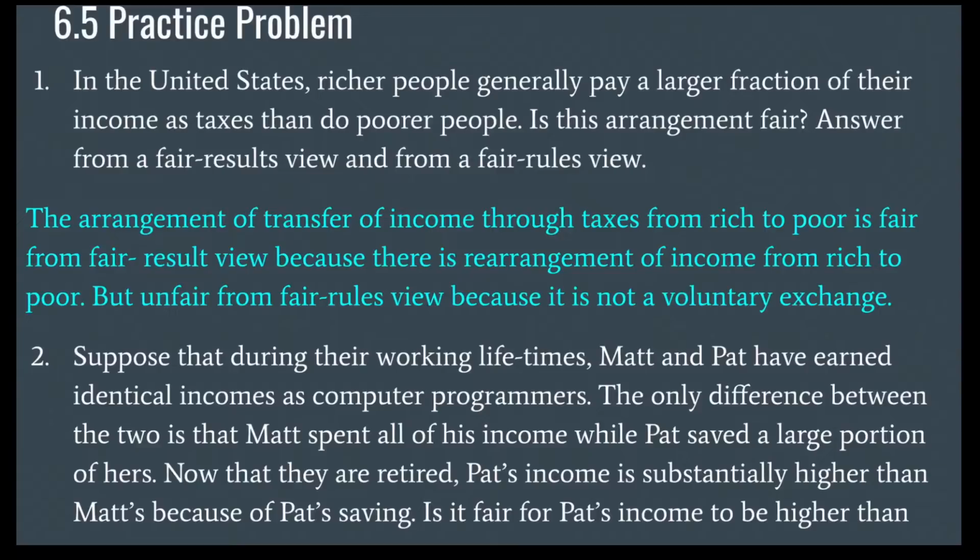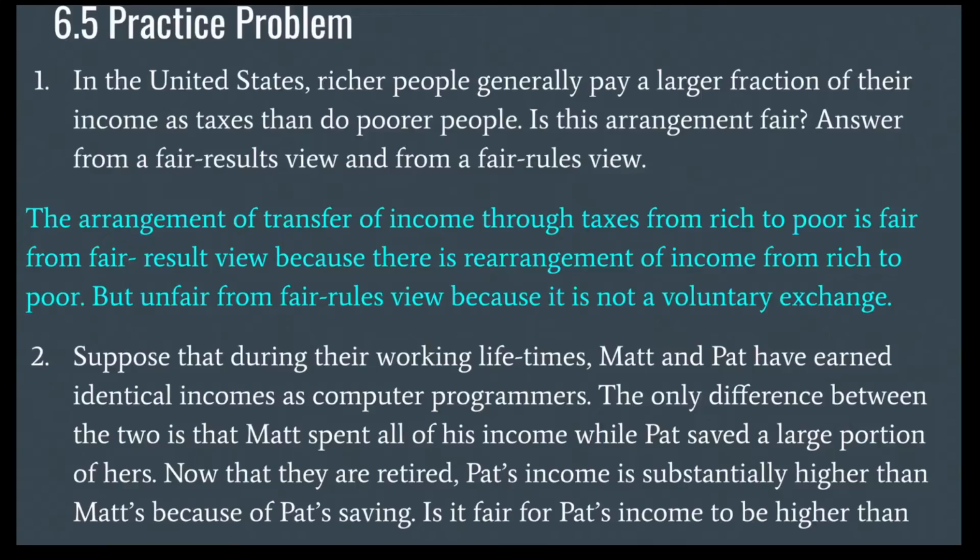6.5 practice problem. The first question is, in the United States, richer people generally pay a larger fraction of their income as taxes than do poorer people. Is this arrangement fair? Answer from a fair results view and a fair rules view. The transfer of income through taxes from rich to poor is fair from the fair results view because there is a rearrangement of income from rich to poor, but unfair from the fair rules view because it is not a voluntary exchange.